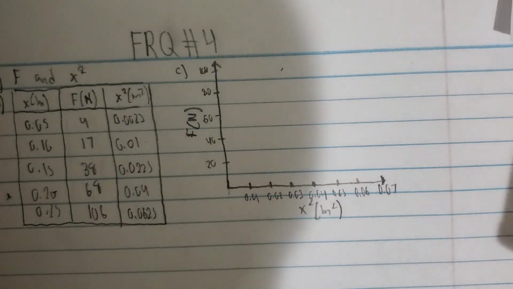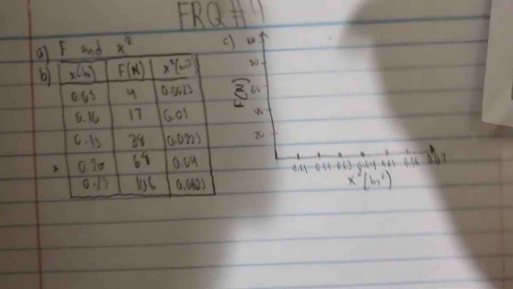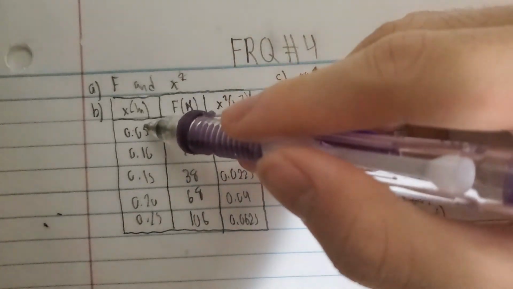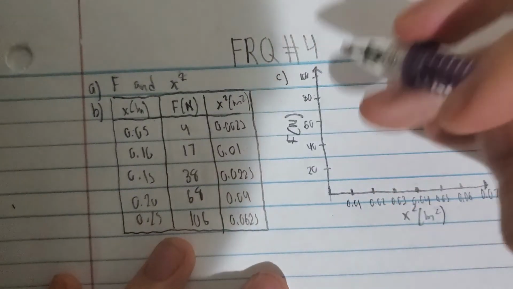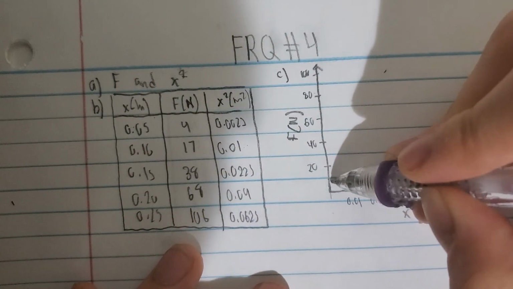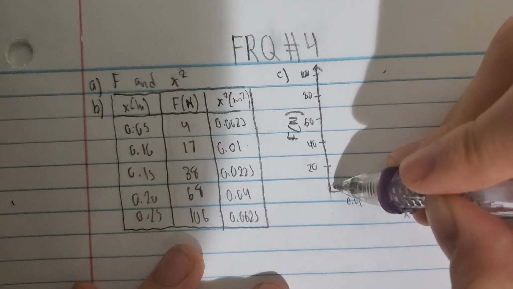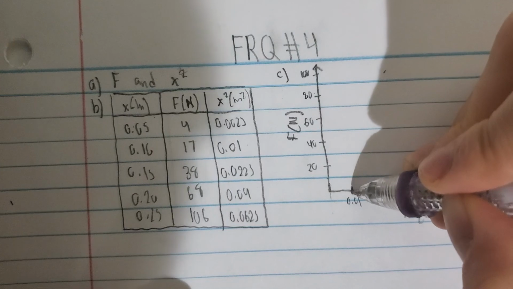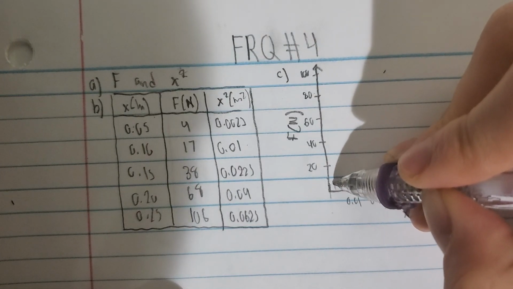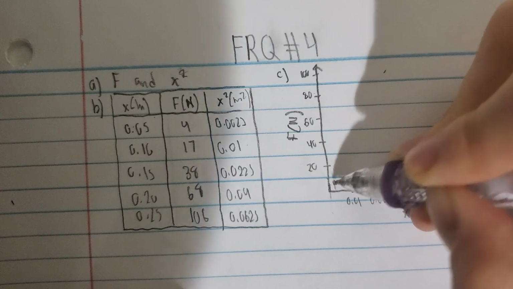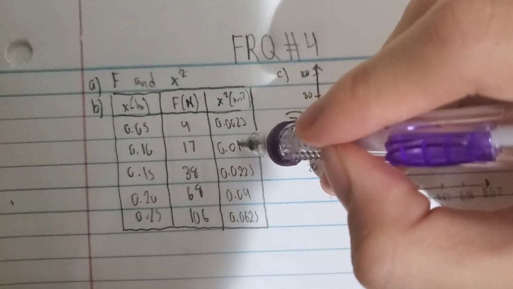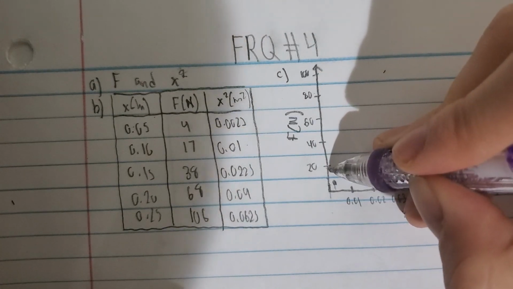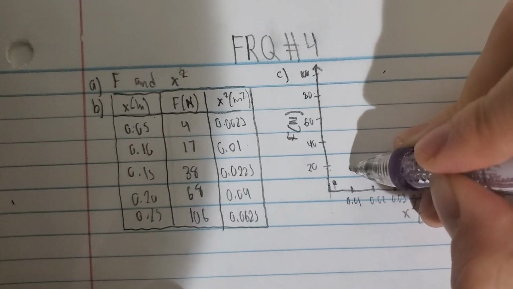Alright, so now time for the graphing. So first set of data, 0.0025 and 4. So this is 10, and then half of that should be somewhere around 4. This is barely 0, this is 1/4 of 0.01, so it should be somewhere right here. So first point's right there. Second point, 0.01, so exactly right here. And 17 should be somewhere underneath 20, so right here.